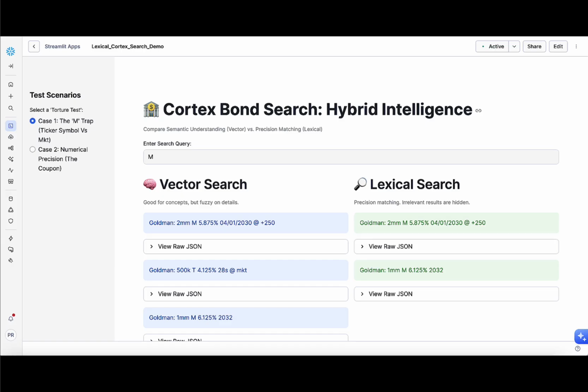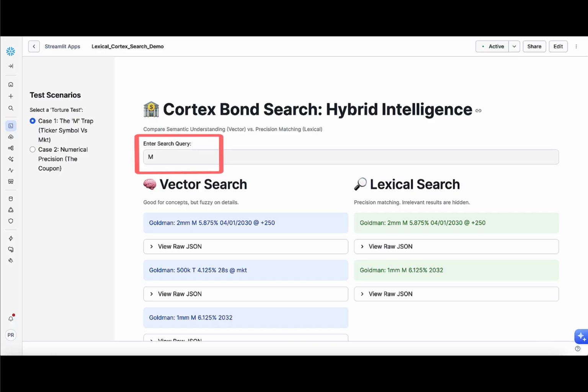On the left, we have the dreamer, Snowflake Cortex Search in pure vector mode. On the right, the realist, Snowflake Cortex Search in lexical mode. We are simulating a search for a ticker symbol. The ticker symbol is just a capital M.